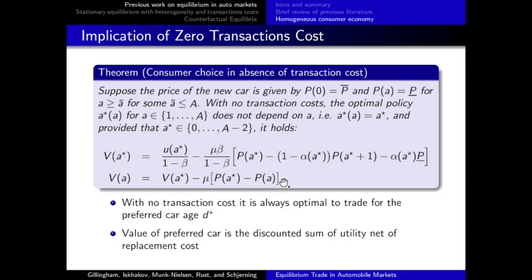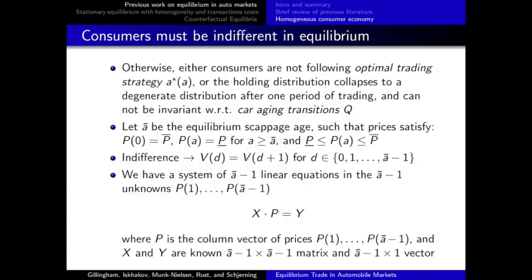Now, we can use this to calculate the equilibrium. The thing is, consumers must be indifferent in equilibrium. Otherwise, either consumers are not following the optimal strategy, or the holding distributions must be degenerate. Okay, so let's.